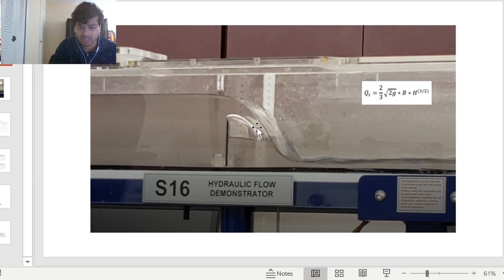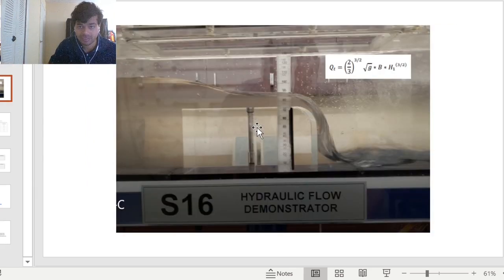Now I'm going to show you what a broad crested weir looks like. So look at this slide. This is the broad crested weir. This weir's crest is very long. If you look here, this crest is very long. So why is this called a broad crested weir? This crest is broad, and the head loss here is very high. You know why? Because there is more free surface, so head loss is very high.